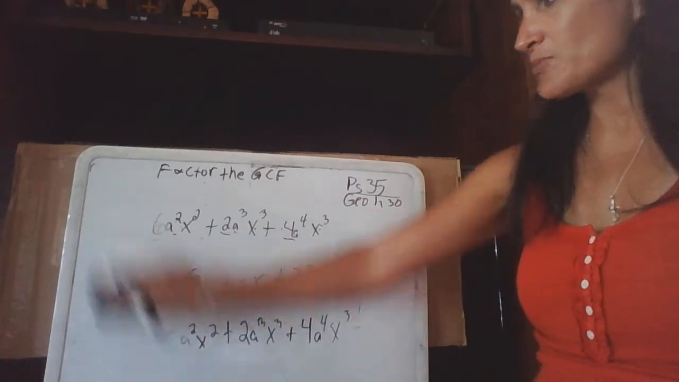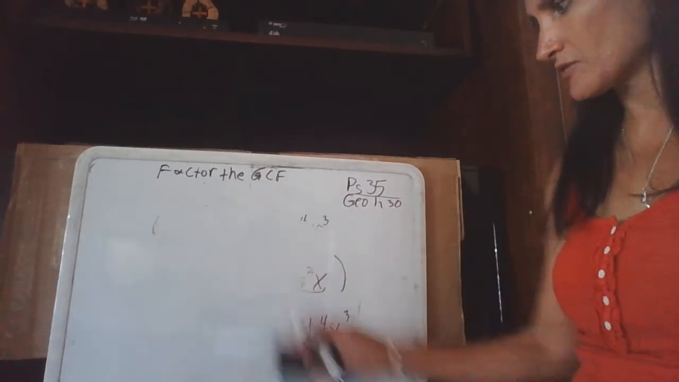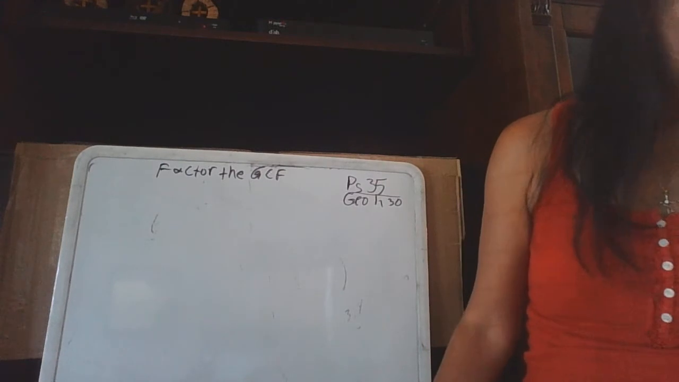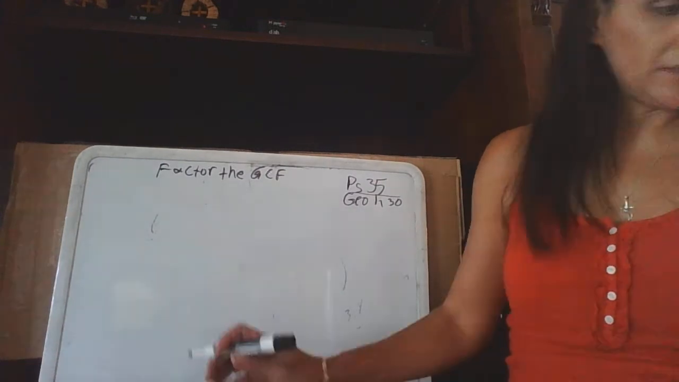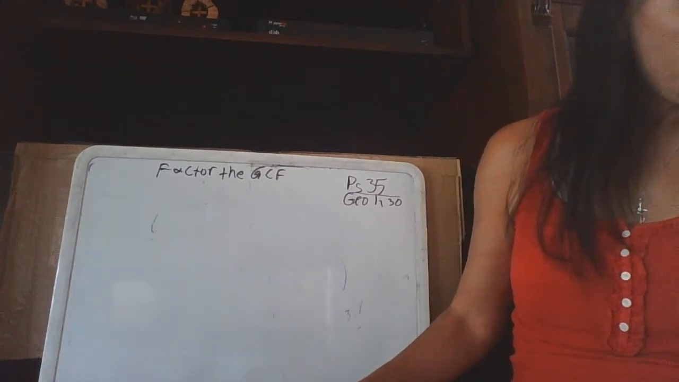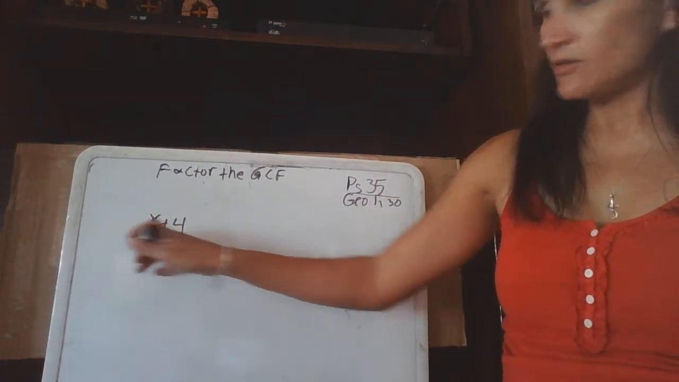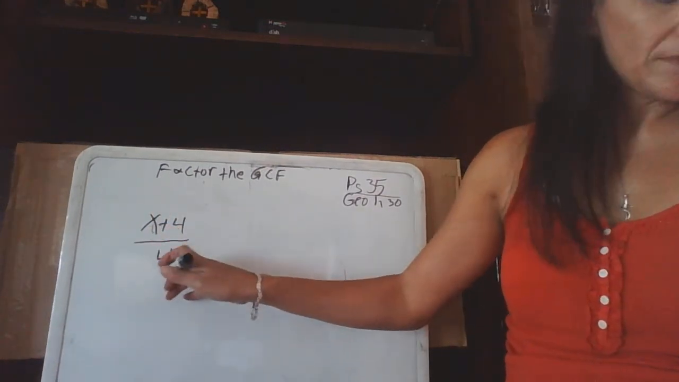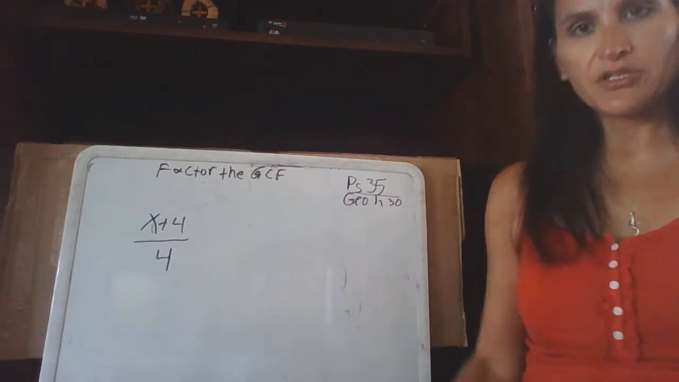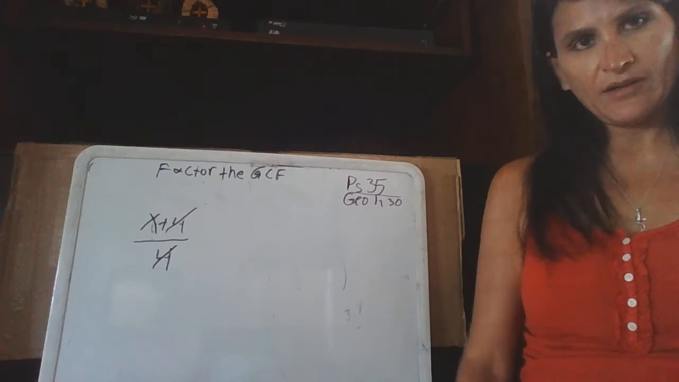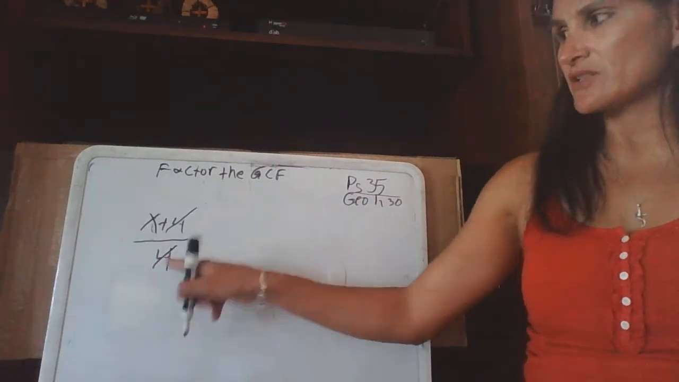All right, this next portion of the lesson is going to cover canceling. So we're on 35B. And we're going to write down, let's see, we have x plus 4 over 4, okay? Now, what we want to show you is that you cannot cancel the 4 and the 4. The reason is because these are not factors.